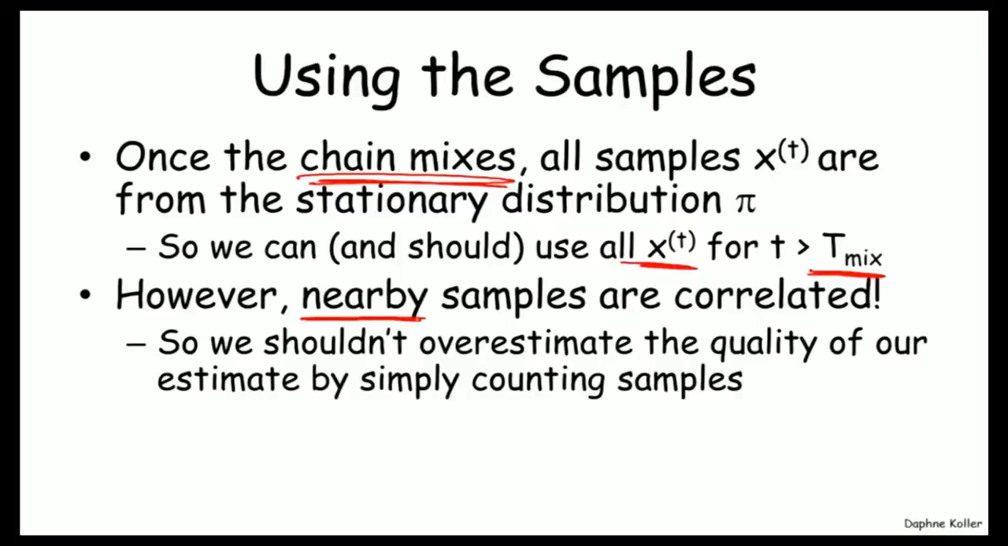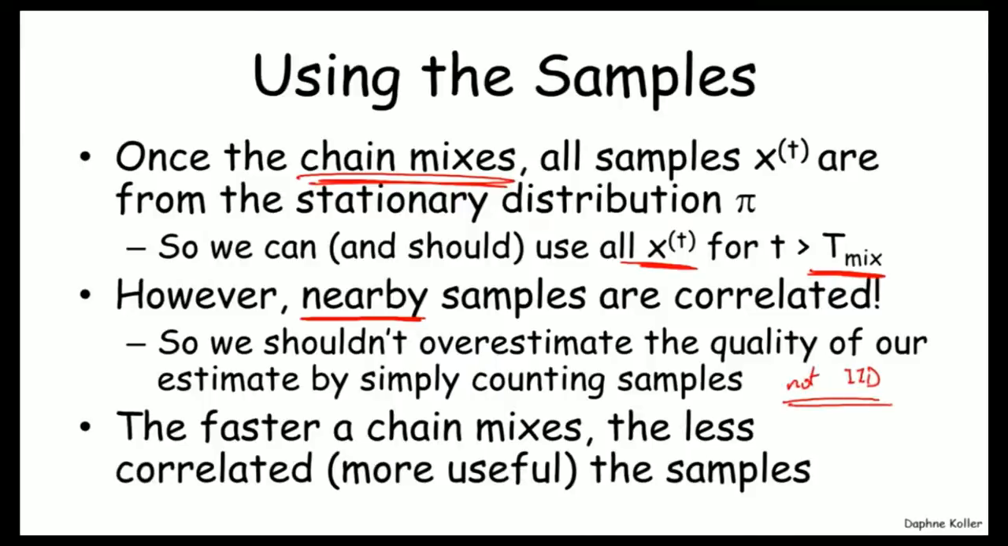Now, it's important to recognize that phenomenon, because just because you've reached mixing and collected 1,000 samples doesn't mean you have 1,000 samples worth of information. So you shouldn't go back and apply one of the bounds that we saw, assuming you have IID samples. The samples are not IID. But that doesn't mean you shouldn't use them. Using them is still better than not.